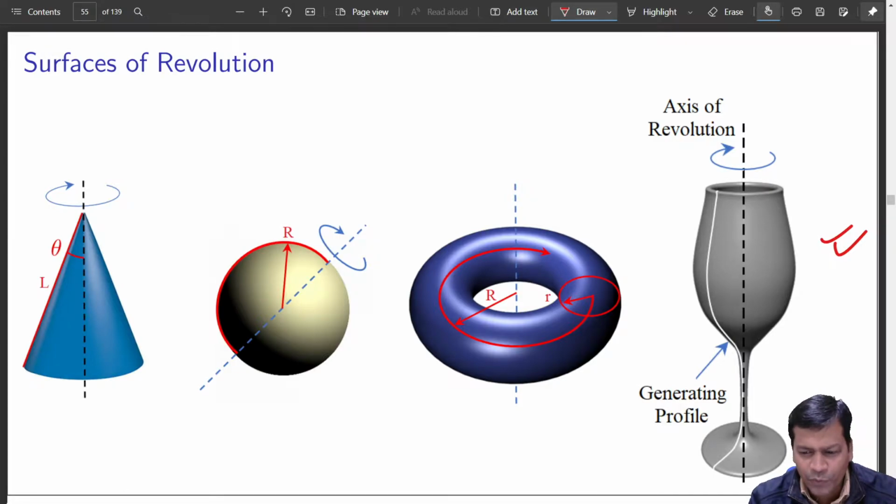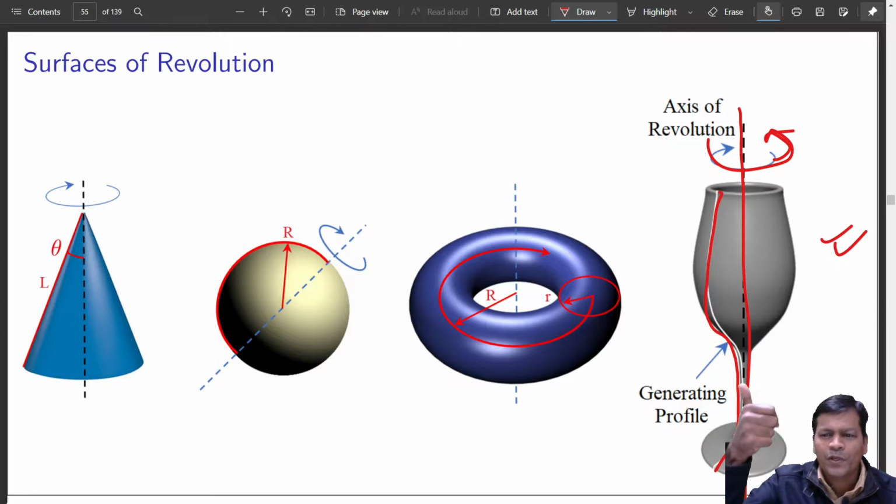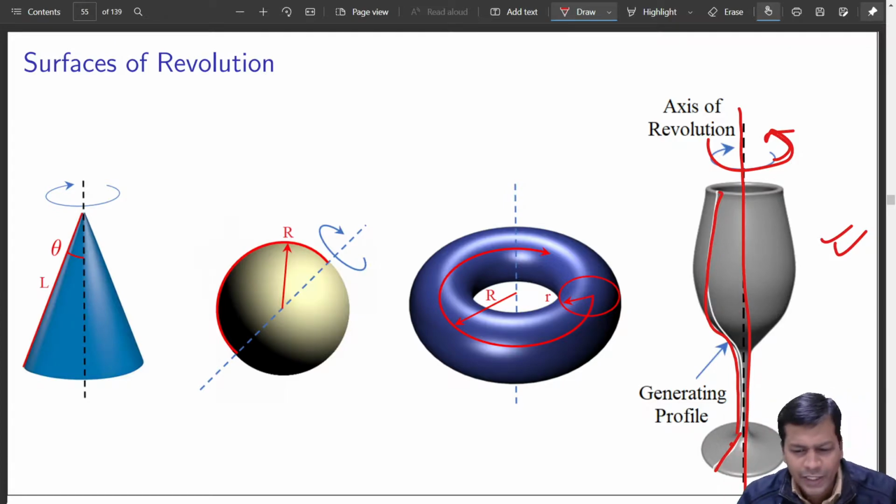So the generating profile is this. This is your generating profile. This rotates about an axis given by this. So this is your axis of revolution. You rotate it in any direction, it is the same. Doing so, it will give you a wine glass like shape.